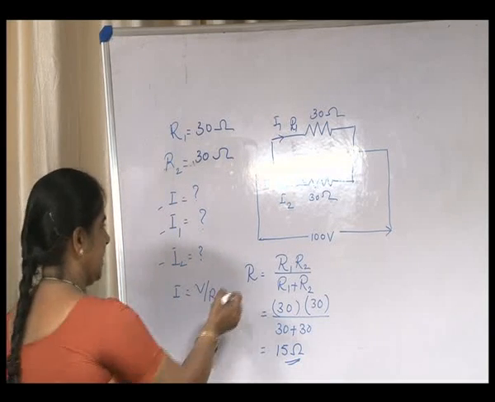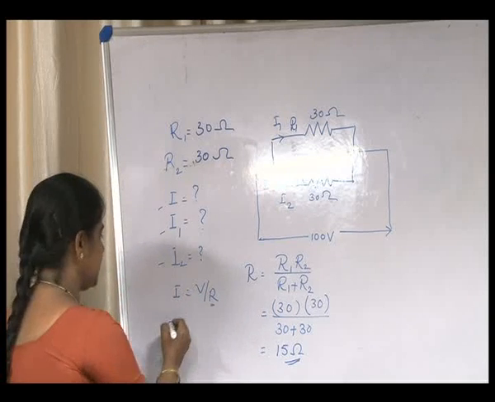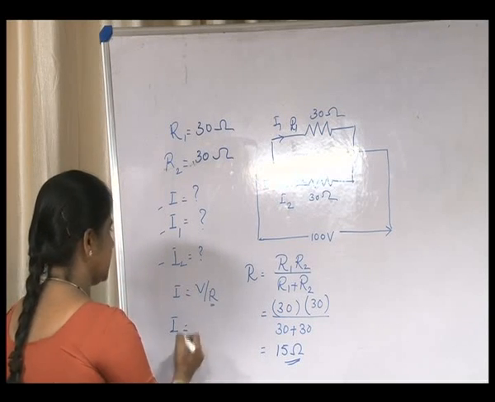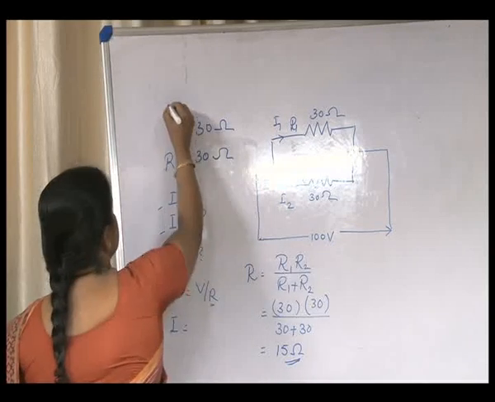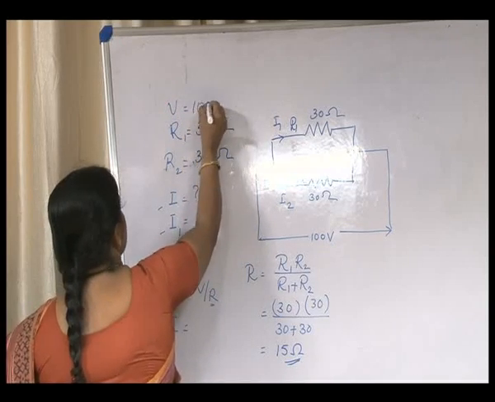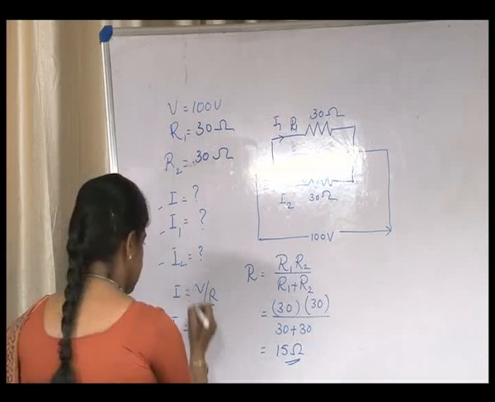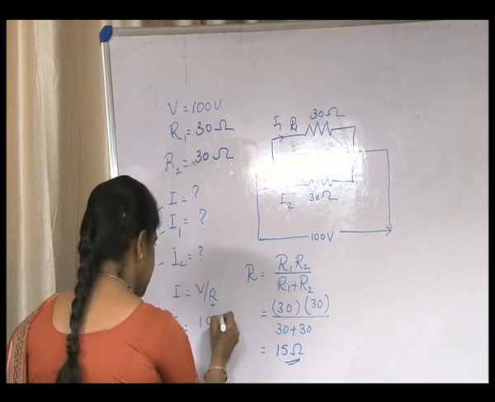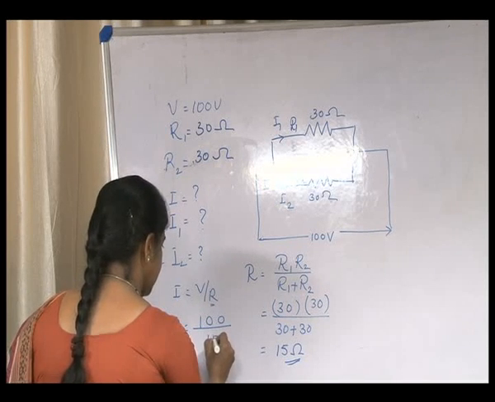Now, we have calculated the resistance R. Substitute this value of resistance in the equation I is equal to V by R. What is the value of V? V is equal to 100 volts. Therefore, substitute in this equation by Ohm's law, I is equal to V by R, which is 100 divided by 15.